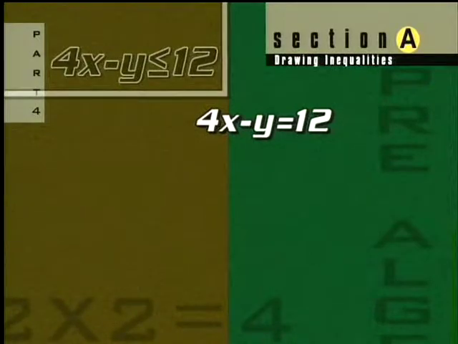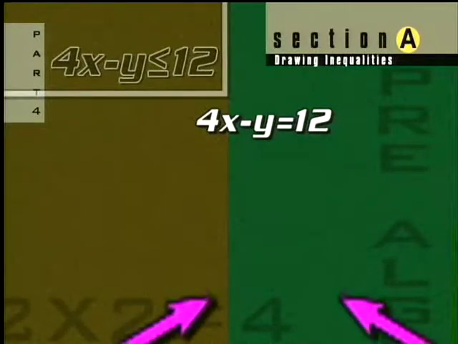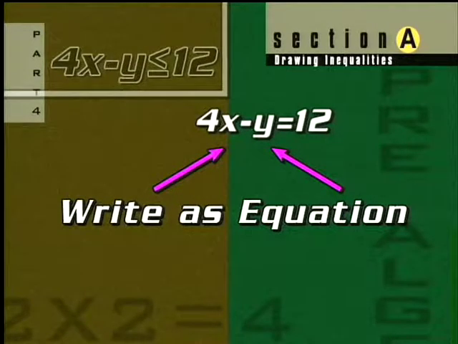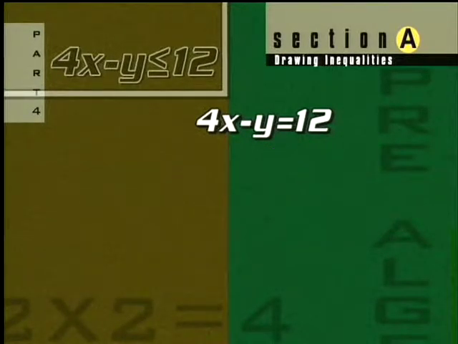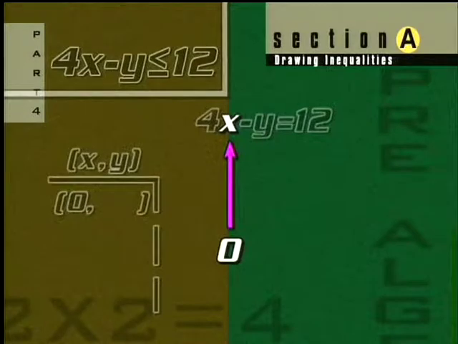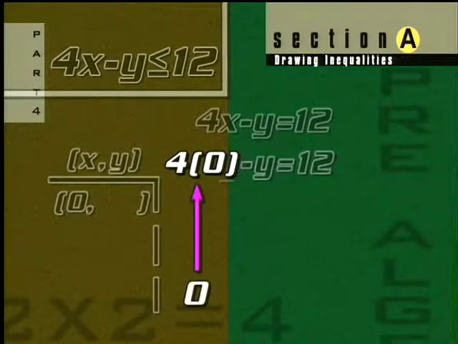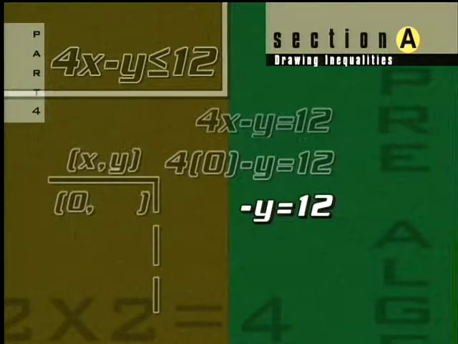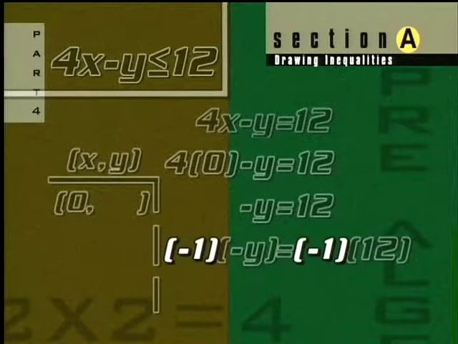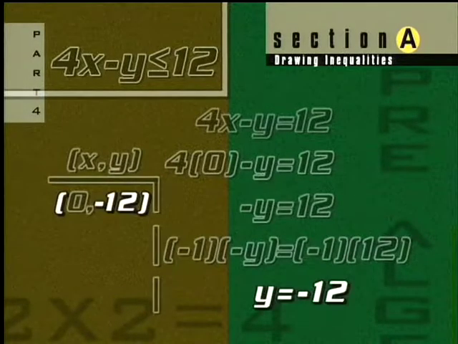If we have the inequality 4x minus y is less than or equal to 12, our first step is to write our inequality as an equation, then start substituting numbers in. Let's start by substituting 0 for x. When we do, we get 4 times 0 minus y equals 12. 4 times 0 is 0, so now we're working with negative y equals 12. Now we do our multiply by negative 1 trick and get positive y equals negative 12.